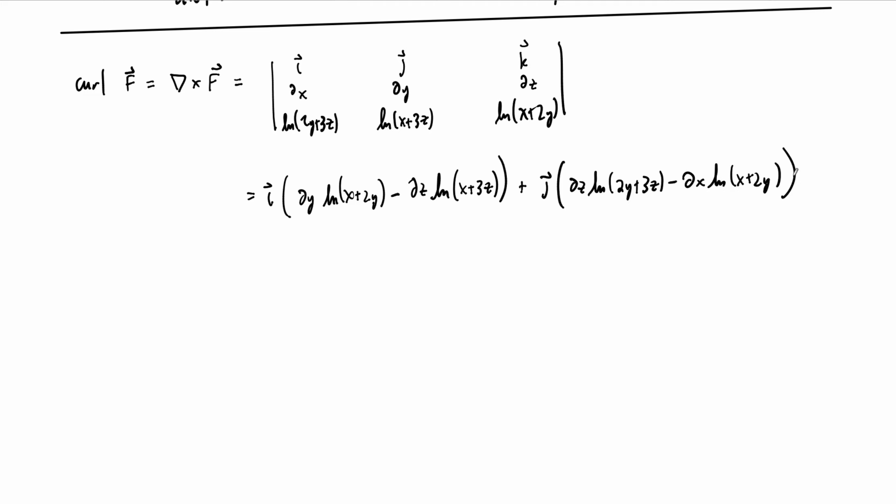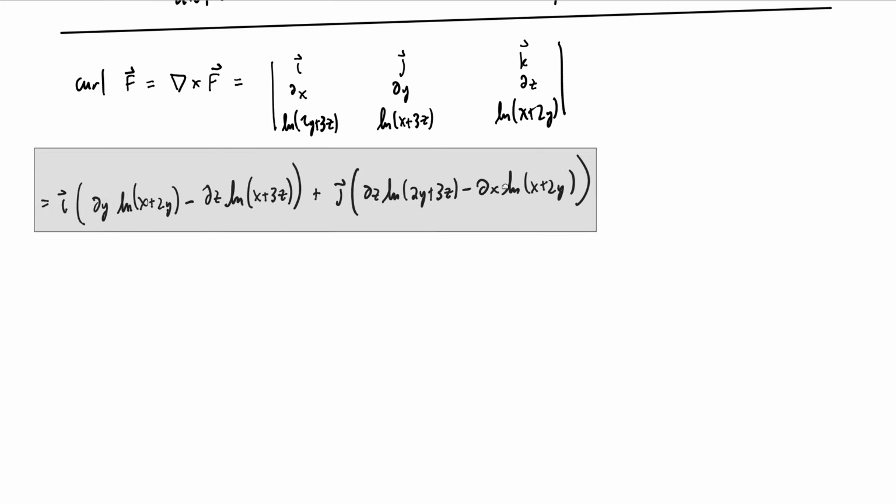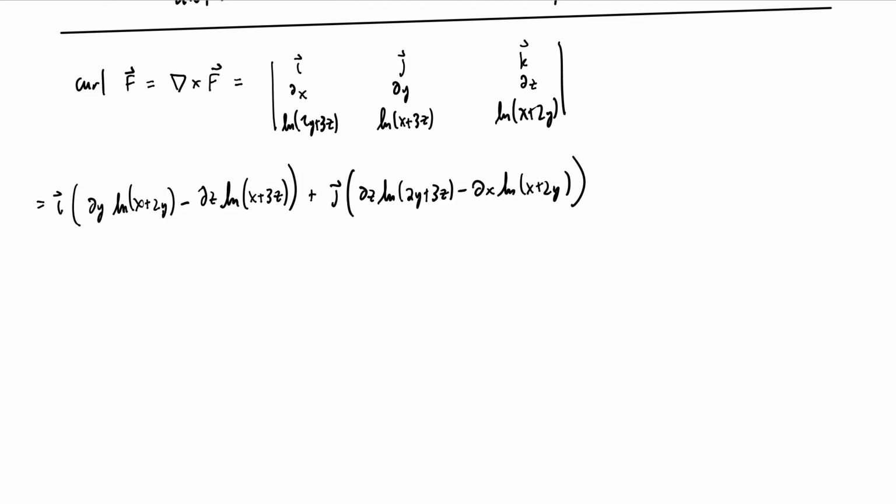We're going to have to compute these, right? But let me just get it all written out. And again, poor planning here. Let me get some more room so I can get this all in one line. And then the last one is the k component. The k component here is going to be the x derivative of the log of x plus 3z minus the y derivative of the p component function here, so 2y plus 3z. And now we just need to compute all of these.